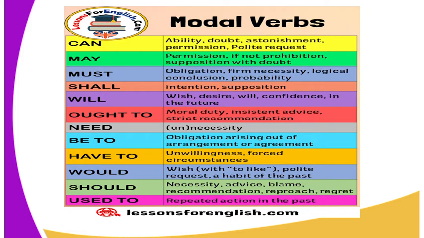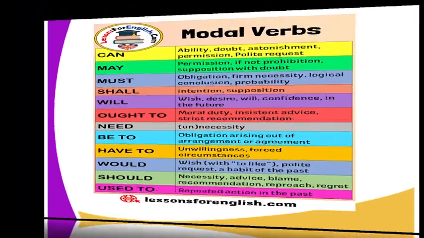Then we have be to, obligation arising out of arrangement or agreement. Then we have would, which shows wish. Then we have should, necessity. Then we have used to, repeated action in the past.